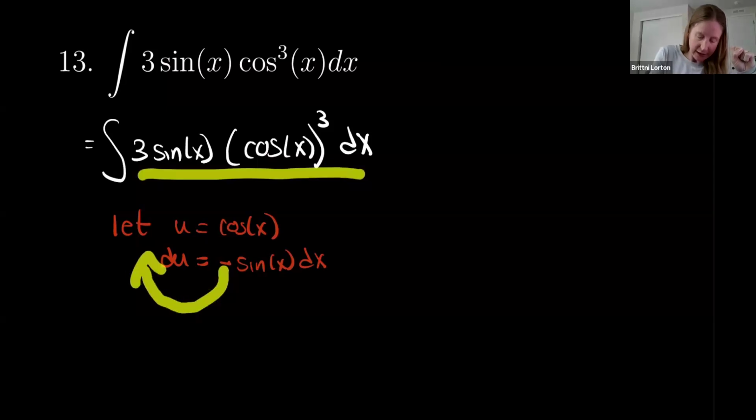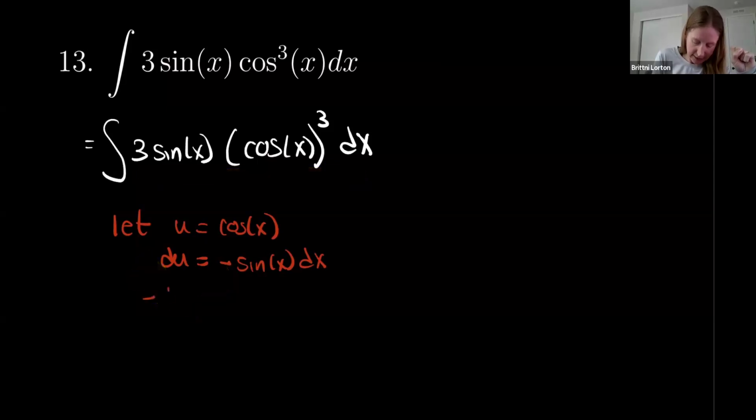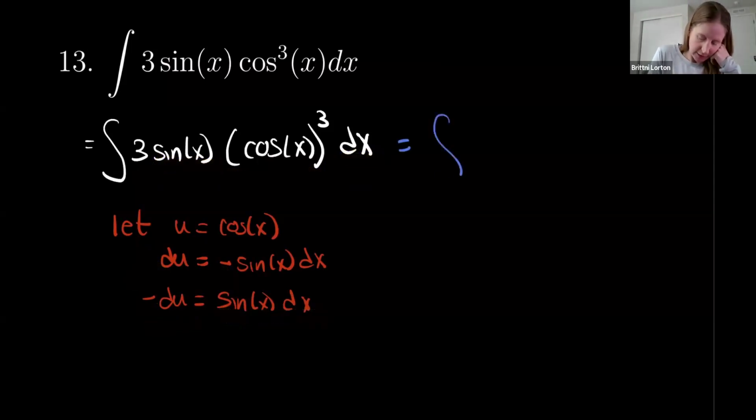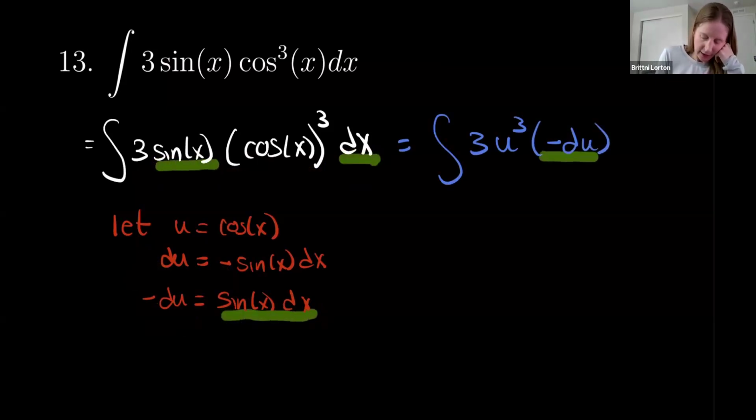And so then my integrand does not have the negative. So I should bring that negative to the other side and I'll get negative du is sine of x dx. And now I have a sine of x dx that will get replaced with a negative du. So then this is going to become the integral of 3u cubed times negative du. It was this sine and dx that got replaced with the negative du.